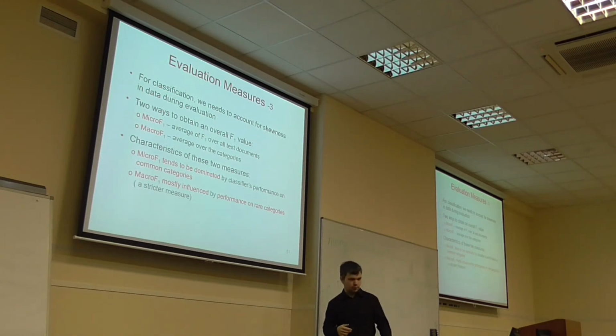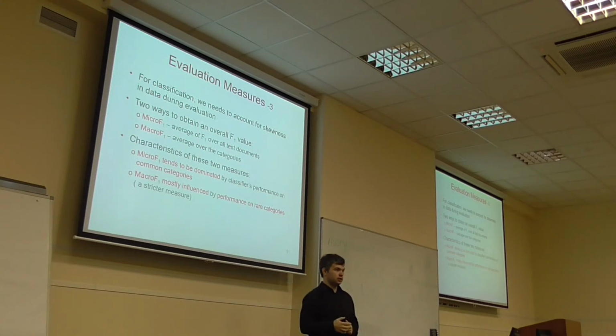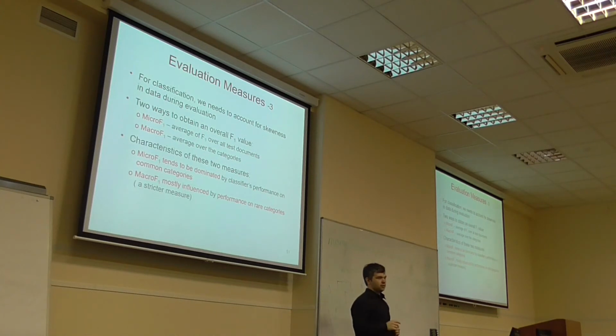For example, if you predict age, you have some popular age groups like 10 to 20, 20 to 30, and some not popular age groups like 40 to 50. If you are very good at predicting 10 to 20 and 20 to 30, but completely not good at predicting 40 to 50, which is actually interesting to predict, the micro value will still give you quite good performance, because you compute the precision overall, across all categories.